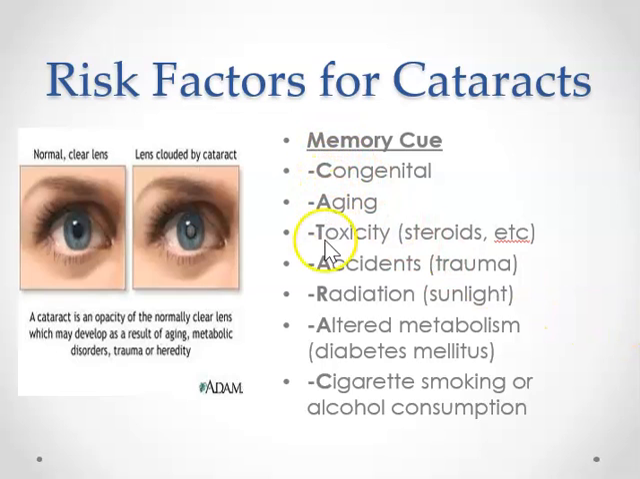So this is a memory cue to help you remember the risk factors for cataracts. So it's going to be congenital, aging, toxicity. Think about your exposure to medications as well. Accidents, trauma, radiation, could be sunlight. Also think about tanning or medical radiation like cancer treatment. Altered metabolism such as diabetes, that's going to be the major one, and cigarette smoking or alcohol consumption.